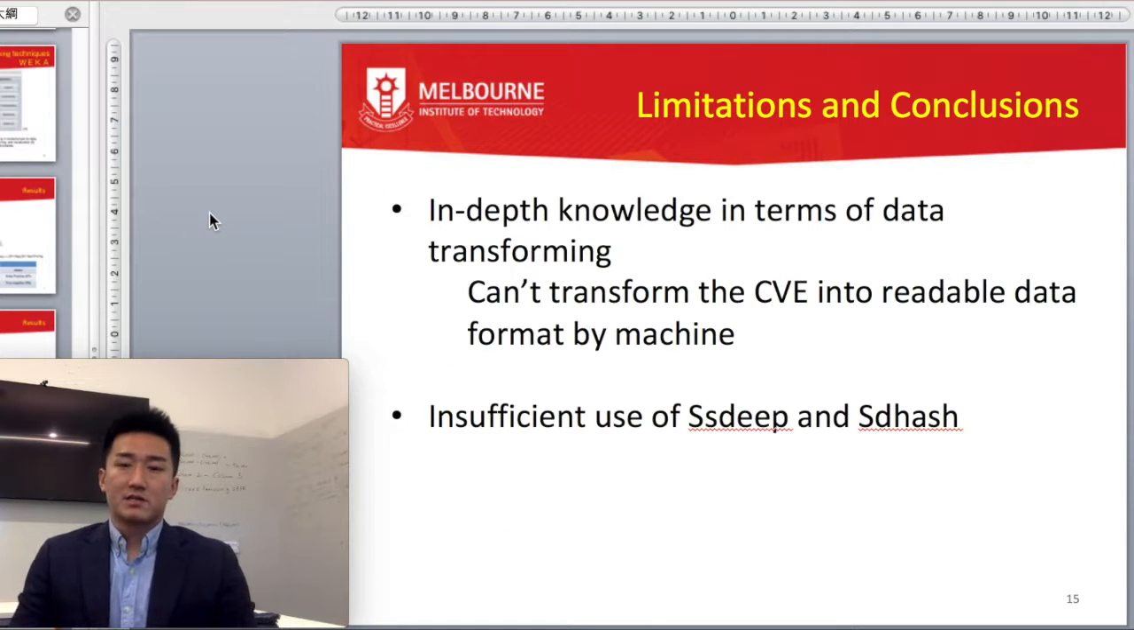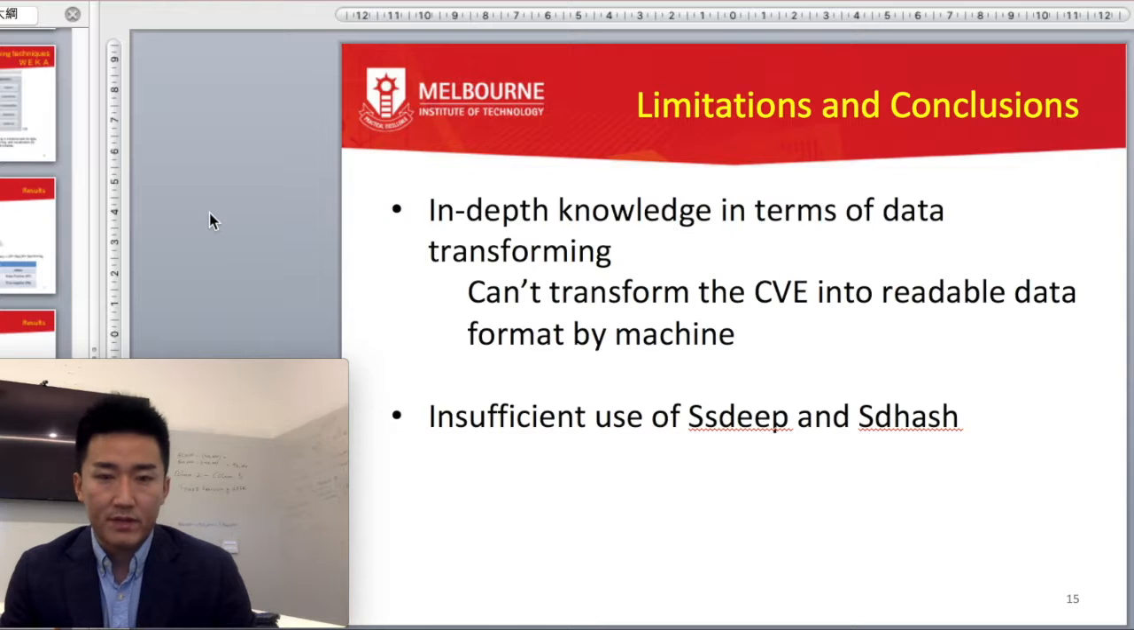Talking about the limitations of the project, we think the biggest one is that we lack in-depth knowledge of data transforming. But we have used a data set that we got from a public resource. And the other limitation we think is the insufficient use of SSDeep and SDhash, as I just discussed.